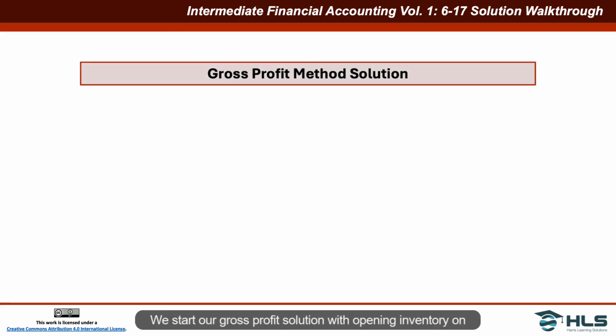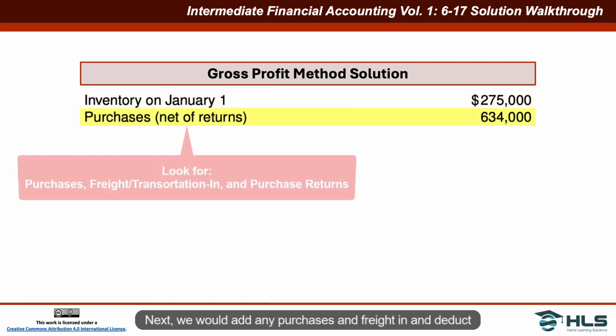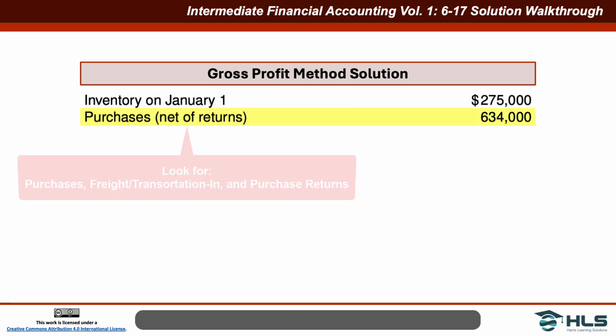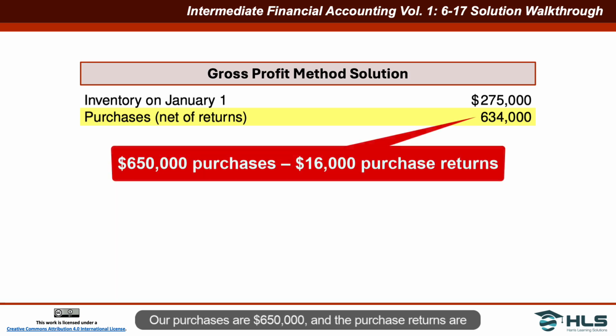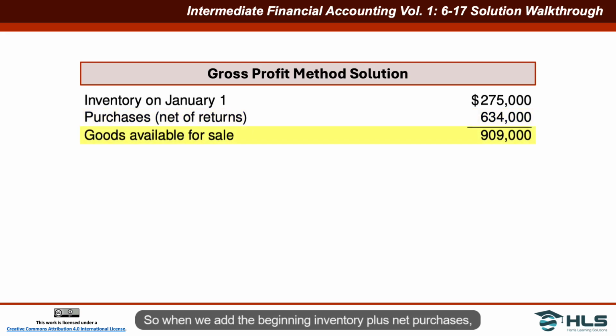We start our gross profit solution with opening inventory on January 1st, which was $275,000. Next, we would add any purchases and freight in and deduct any purchase returns. So our purchases are $650,000 and the purchase returns are $16,000. And since there's no additional information on any freight or transportation in costs, our purchases net of returns is $634,000. So when we add the beginning inventory plus net purchases, we end up with cost of goods available of $909,000.